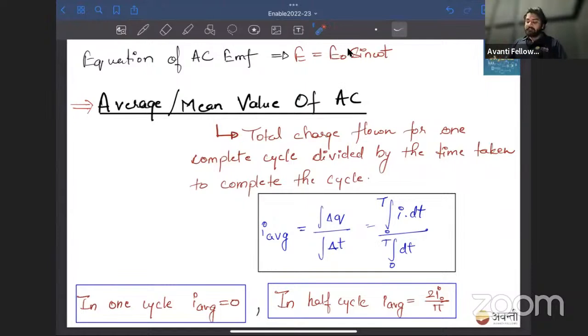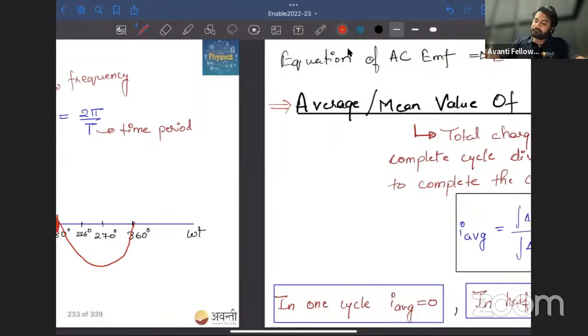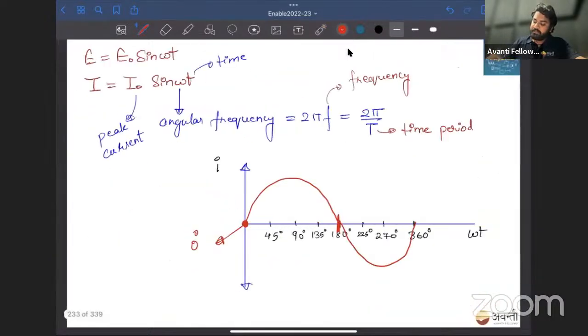If I talk about half cycle, by integration we'll get 2I naught upon pi. Please note this. Okay, now you understand. In the upcoming slide, I'll give you the conclusion. So it is 2I naught upon pi, where I naught is the peak current, the peak current of the circuit. Peak current means this current, whatever it is.